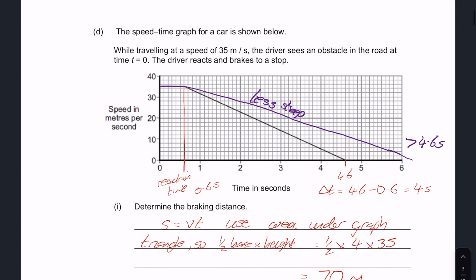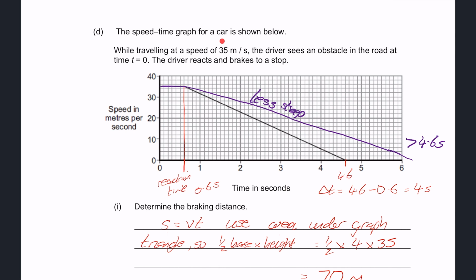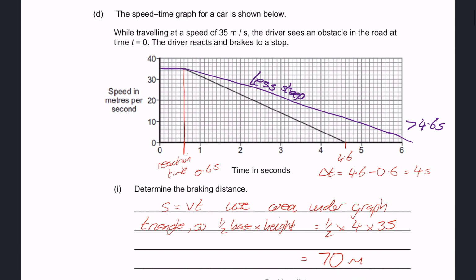Then part D, the speed time graph for a car is shown below. So speed time is speed there, time along the bottom. Time is usually an independent variable, so it usually goes along the bottom of a graph, remember. While travelling at 35 meters per second, the driver sees an obstacle in the road at time t. So at this point here, at time t, they see the obstacle. So I could draw a little eyeball there to show me what's happening at time t. The driver reacts and brakes to a stop. Determining the braking distance. Okay, so there's quite a lot to think about here.